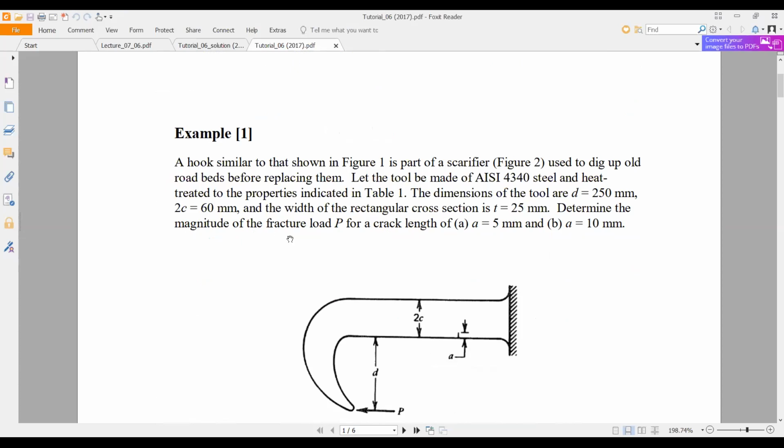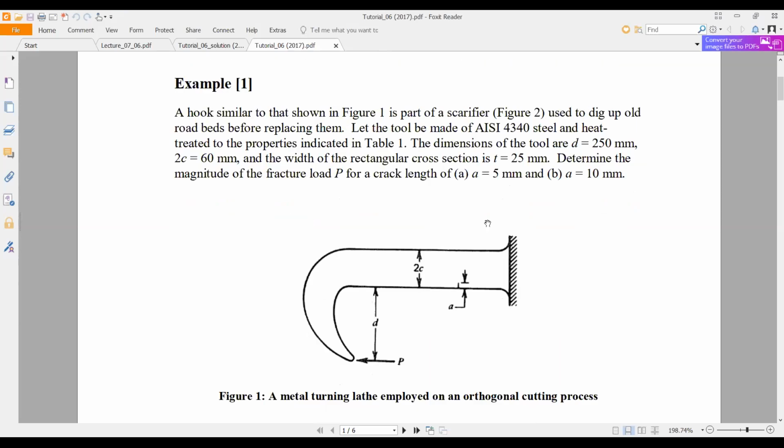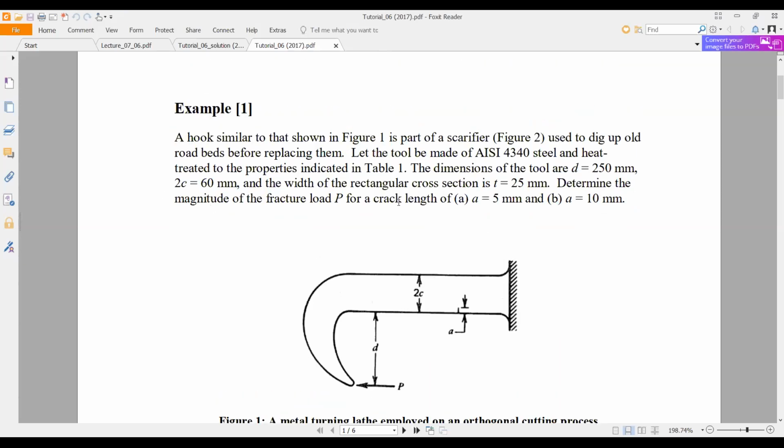Determine the magnitude of the fracture load P. Okay, this is the load P. The crack length a equals 5 millimeter and 10 millimeter. So you need to first consider a as 5 millimeter, then 10 millimeter. So you need to find the fracture load P for each crack length.